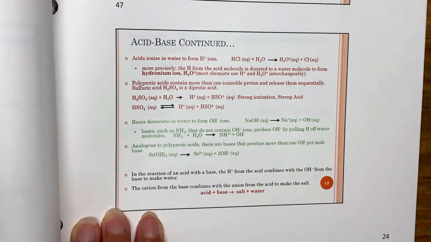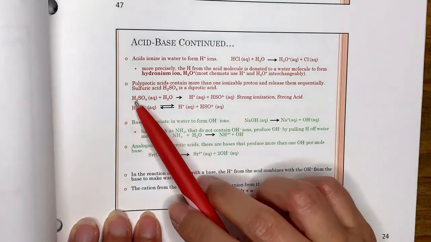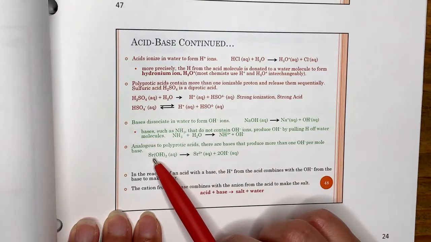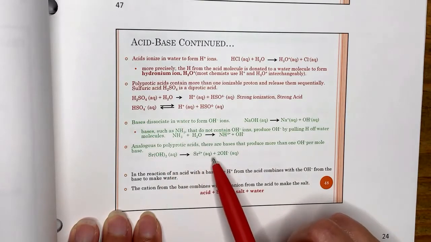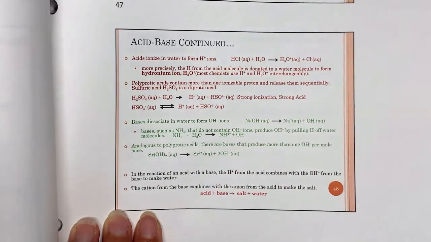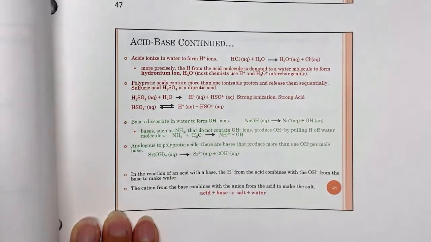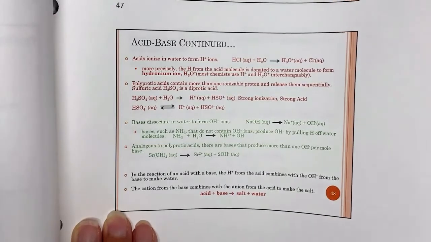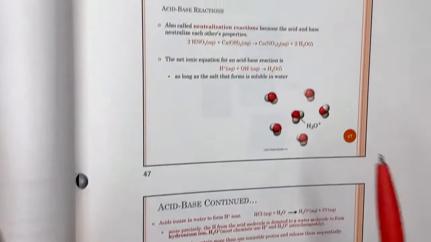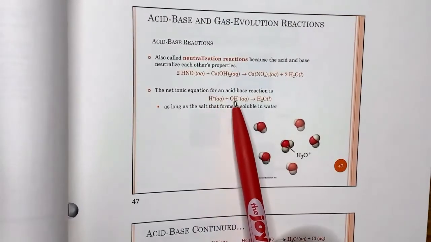Look at this example here. We have sulfuric acid that has 2 H plus coming off, and strontium hydroxide has two hydroxides coming out of it. So sometimes it gives out more than one H and OH. In that case, you would just make more water molecules. But the simplified version of all the net ionic equations is H plus plus OH minus equals H2O.